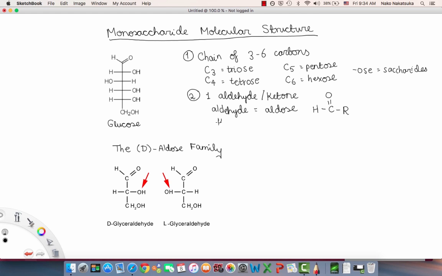And then if you have a ketone, you guessed it right, it's called a ketose. In this case, you have the C double bond O, but then it's attached to 2 different R groups instead of a hydrogen. The aldehydes, or the aldoses, are more common. The position of the aldehyde or ketone is very important for when we name monosaccharides. Number 3, all other carbons are alcohols.